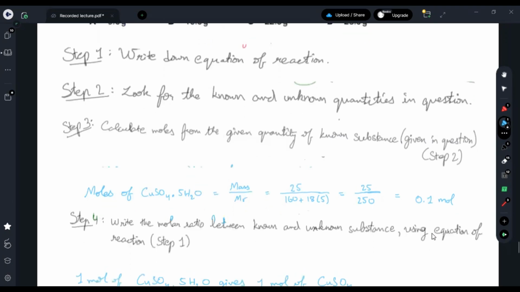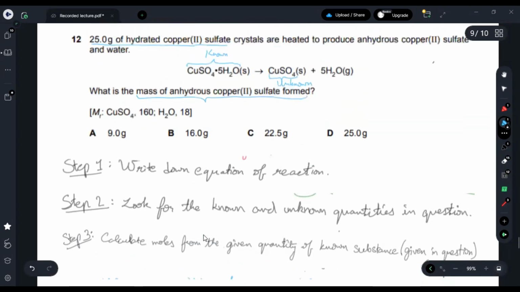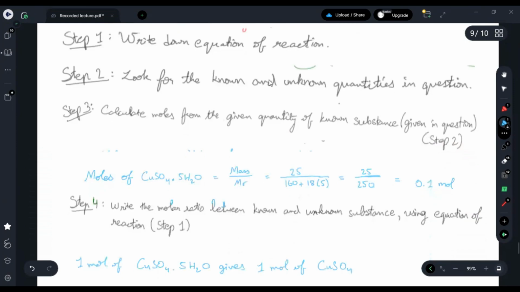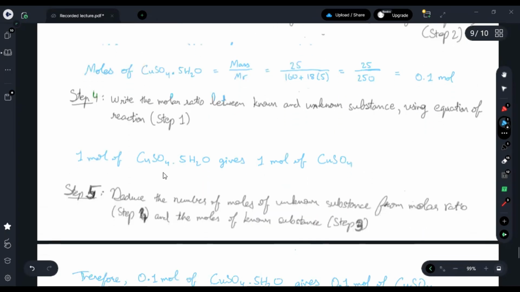So the next step is that you have to write the molar ratio between the known and unknown substance, and we have to see the equation of reaction for this. Just see that this is the known, this is unknown, and for the molar ratio, just see what number is given before these two compounds, which would show us the molar ratio. That is, 1 mole of this reactant is giving 1 mole of this product. See, one is over here and one is present over here. So this is what we have to write down in statement form: 1 mole of hydrated copper sulfate gives 1 mole of copper sulfate.